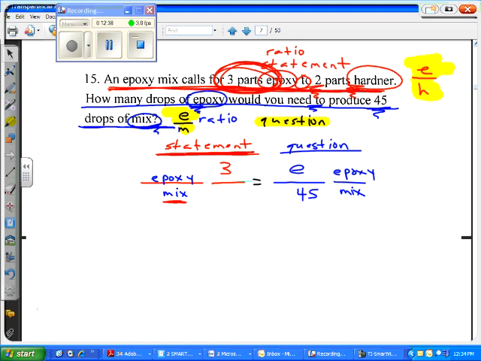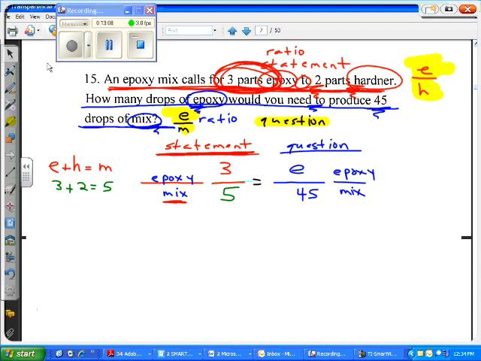Well, if it's a mix, that means there's ingredients being put together. What are the ingredients? The ingredients are epoxy and hardener. That means if we add the ingredients, we get the mix. The amount of the ingredient epoxy is 3. The amount of the ingredient hardener is 2. So the amount of mix produced by those two ingredients would be 5. Everybody see how we got the 5 for the mix?